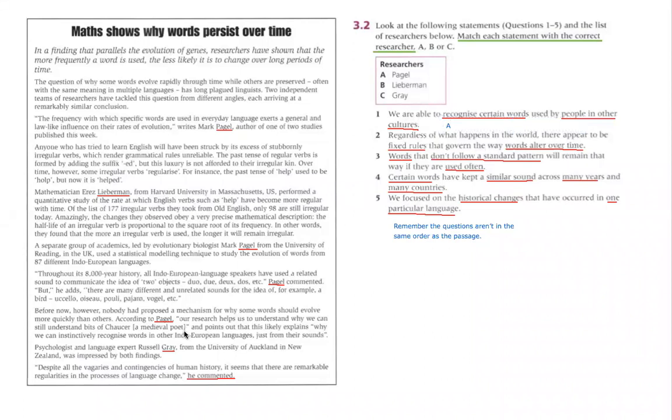If you didn't get the answer, let's have a look over here. And he says why we can instinctively recognize words in other Indo-European languages just from their sounds. So here, people in other cultures would be Indo-European and recognize certain sounds. Here we have recognize and the word sounds as well. Number 2, we've got to find some information about words changing over time and the rules that they might have.